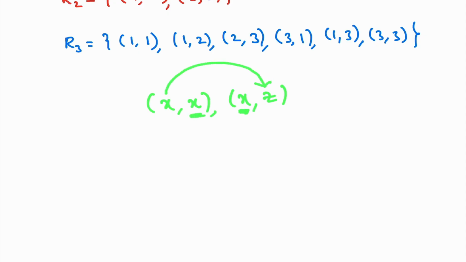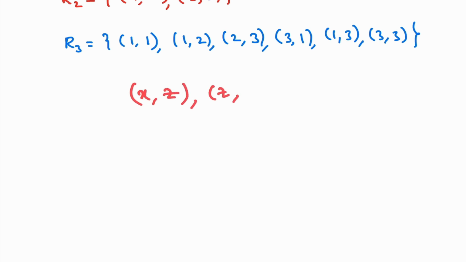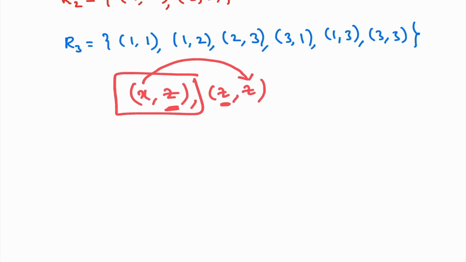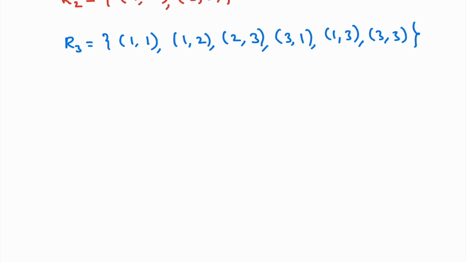What is the transitive condition? If (x, z) is there in this relation, it is always present in this only. You observe this (x, z), (z, z). This ends with z, this starts with z. When we look for the transitive condition, we will look for (x, z). (x, z) is there here. I hope you are understanding. This type of element always satisfies the transitive condition. This type of element always satisfies the symmetric condition also. I hope you are understanding.